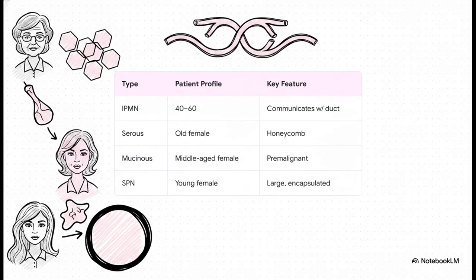And you know what? It's the exact same story with pancreatic cysts. You have to look at the patient profile. Who are we dealing with? Is it an older woman? That's the classic setup for a serous cystadenoma. A young woman with a big encapsulated mass? That screams solid pseudopapillary tumor. Middle-aged woman? Think mucinous. The who is just as important as the what on the scan.